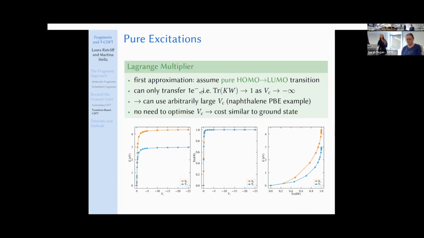The way we do the constraint is to introduce a Lagrange multiplier into the density minimization. So we constrain the density to have a specific transition. And the good thing about the method is that we don't need to spend time trying to optimize this Lagrange multiplier, because we only need a very large number. We can use an arbitrarily large number for this.